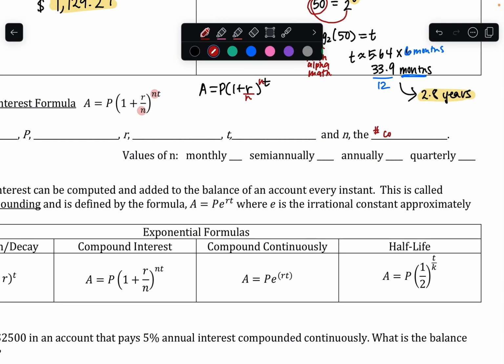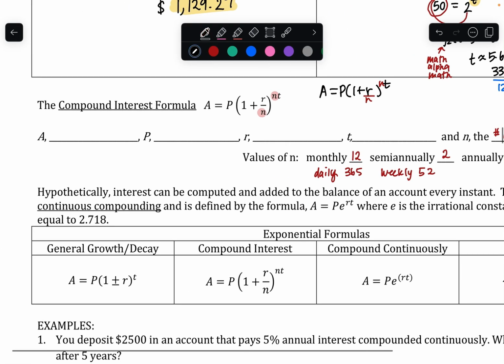The number of compounds per year. So if it's quarterly, it's going to be 4. If it's annually, it's just 1, and then our formula would turn back into our familiar formula. If it's semi-annually, 2. If it's monthly, 12. Daily would be 365. Weekly would be 52. And I think that covers everything I've seen. Okay, and so A is still the future amount.